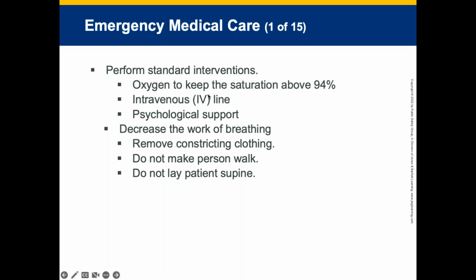We're going to perform standard interventions. Oxygen, we want to keep that saturation above 94, but less than 100, okay? Intravenous access, 1 line, if not 2. Critical patients should be receiving 2 IV lines, all right? Keep that in the back of your head. I'm not saying waste your time working on a second line. Get 1 line in, start more interventions, and then if you have time to throw your second line in, then do it.